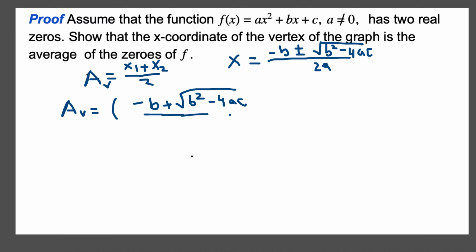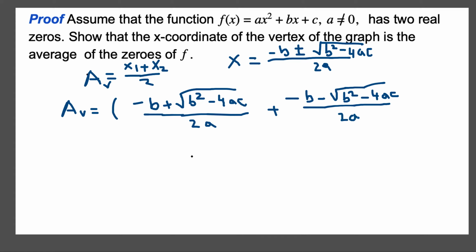So this is x1. Plus, let's say x2 is equal to minus b minus the square root of b squared minus 4ac, the second solution, the second zero of the function, divided by 2a, and everything here is divided by 2.